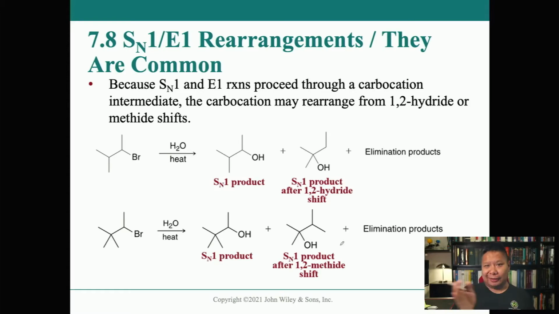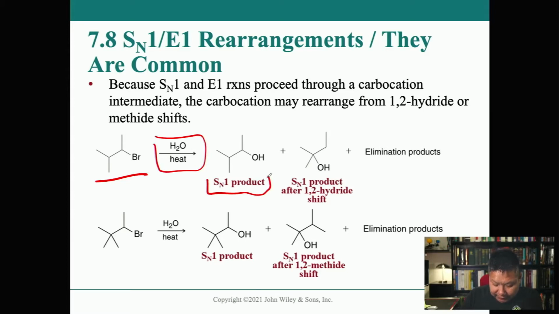And then the thing that's more stable than even a tertiary carbocation is a resonance stabilized carbocation, right? And so here, in this case, we have another alkyl halide with some heat and some water. We get both the SN1 product that we would expect, where the nucleophile, the water or hydroxide, is substituted in for the bromine, or we can get the SN1 product after the hydride shift.